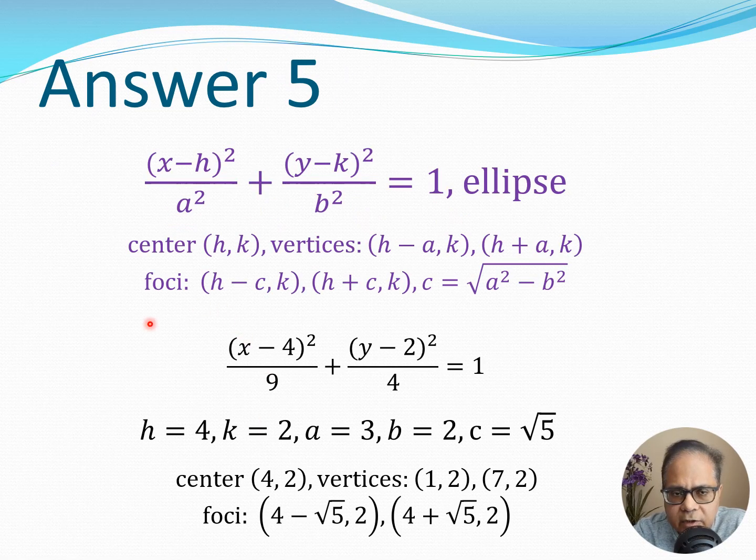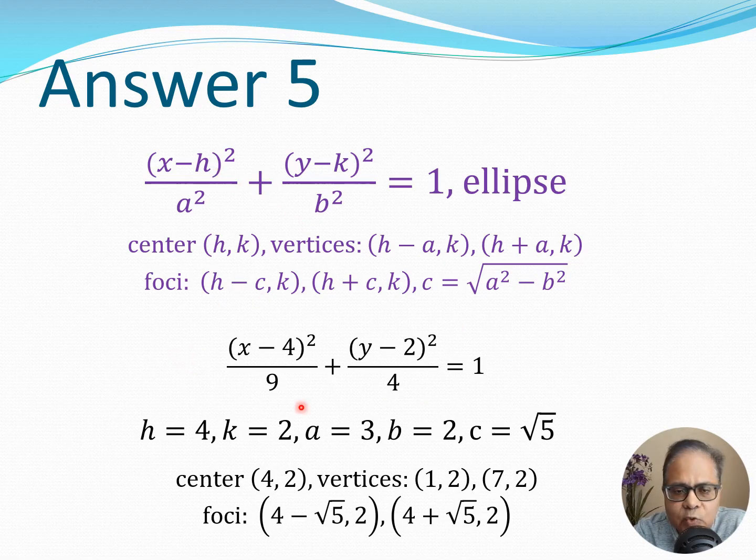So let's look at the general equation here, which I have given in purple. You can clearly see you have (x minus h) squared by a squared plus (y minus k) squared by b squared equal to 1. This is the general equation of an ellipse, and this ellipse has center (h, k), vertices (h minus a, k) and (h plus a, k), and the foci at (h minus c, k) and (h plus c, k), where c is root of a squared minus b squared.